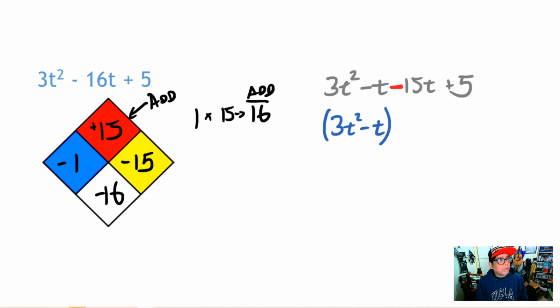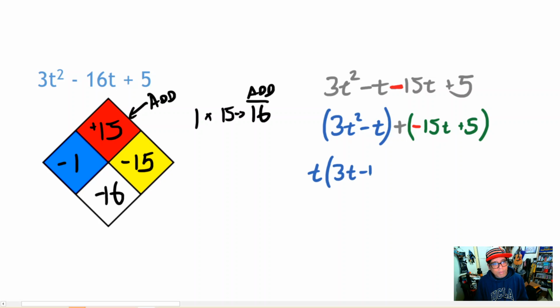So what we're going to have to do is we're going to have to say plus, and we're going to keep that negative sign with the 15t. And it's also going to make a difference when we factor. So let's take a look at the blue factoring group. It looks like I can just factor out a t. That leaves me with a 3t minus 1 plus, and I have to factor out that negative.